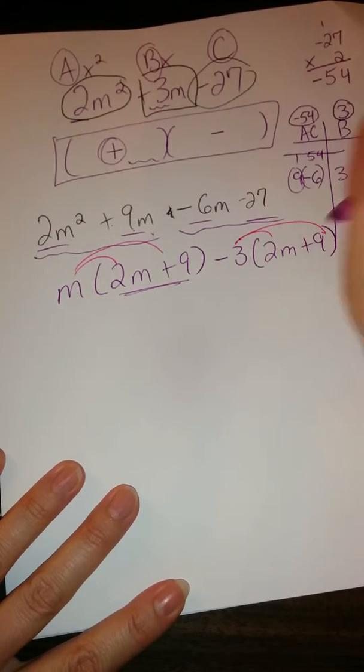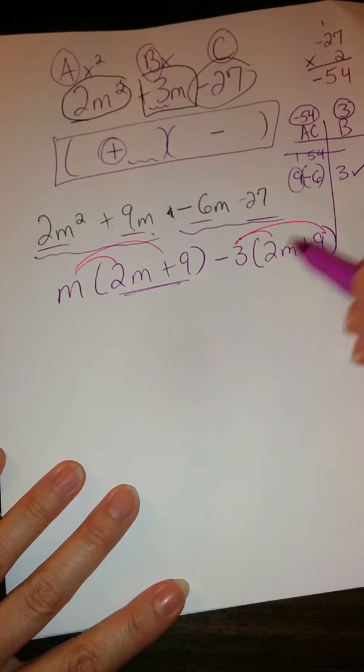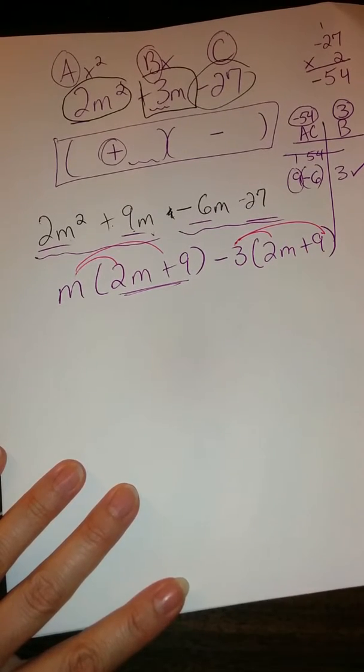Again, we can make sure we got that right. Distributing that back out, negative 3 times 2m is negative 6m. Negative 3 times 9 is a positive 27.